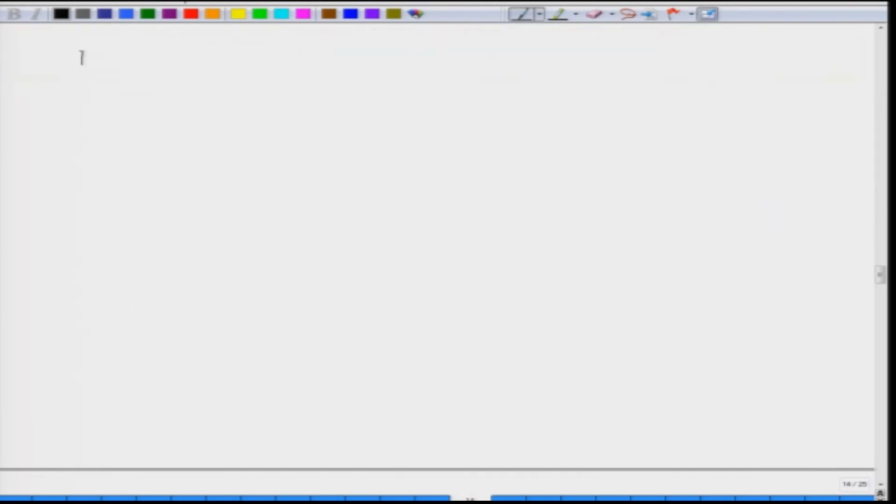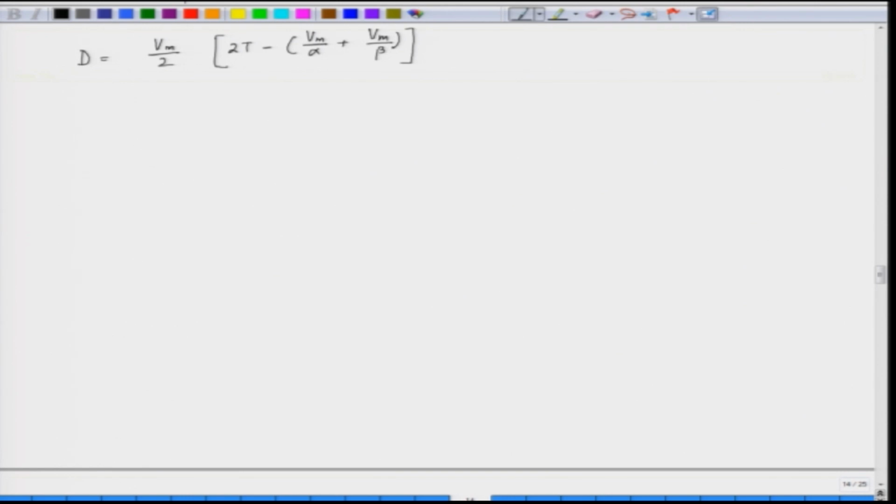So, distance is equal to Vm by 2 into 2 T minus Vm by alpha plus Vm by beta. So, this is the expression that we found here.